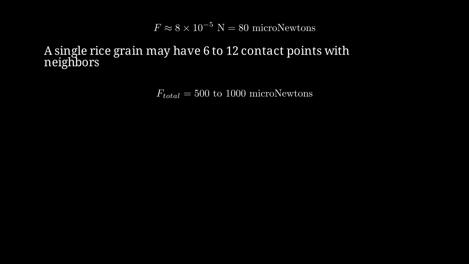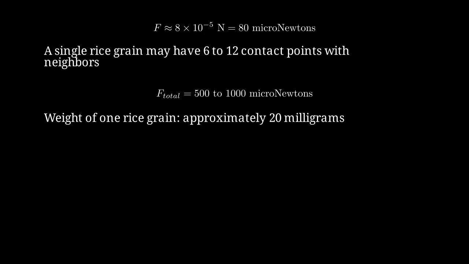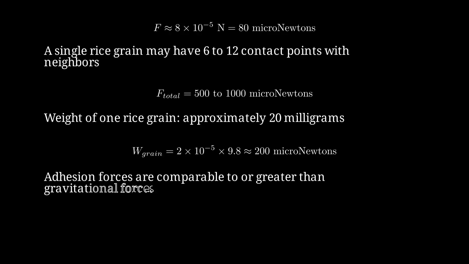Compare this to the weight of a single rice grain. A single rice grain weighs approximately 20 milligrams, which is 2 times 10 to the negative 5 kilograms. Its weight force is mg equals 2 times 10 to the negative 5 times 9.8, approximately 200 micronewtons. The adhesion forces are comparable to or even greater than gravitational forces. This explains why sticky rice forms cohesive clumps that can support their own weight.